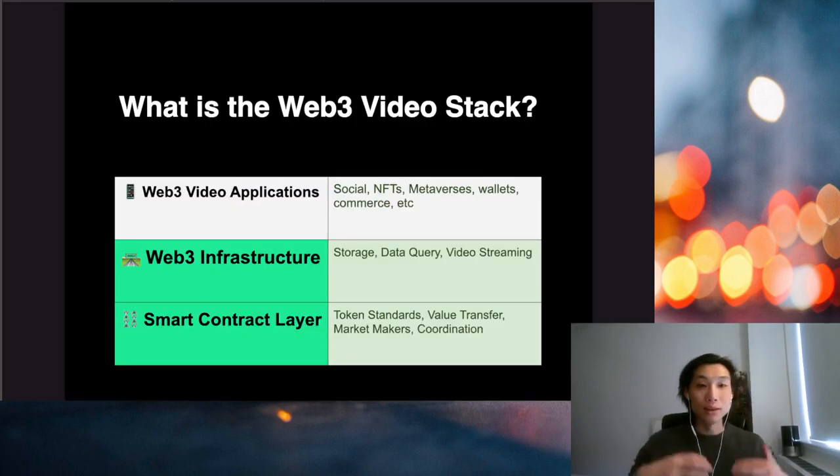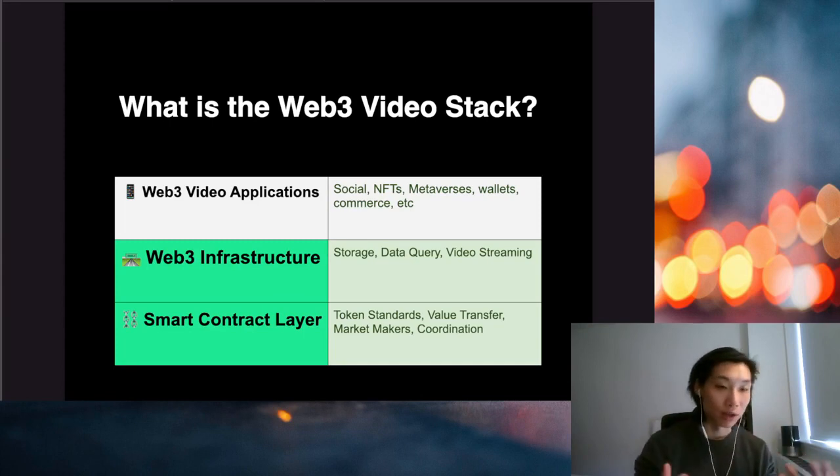So what is the Web3 video stack? On a high level, we think of the stack as a combination of technologies that are decentralized and in combination serve as all the different modules that you will need to build a Web3 video application. So we have the smart contract layer, and we also have some of the decentralized Web3 infrastructure layer like storage, query, or streaming. Altogether, this is the combination that forms the Web3 video stack.